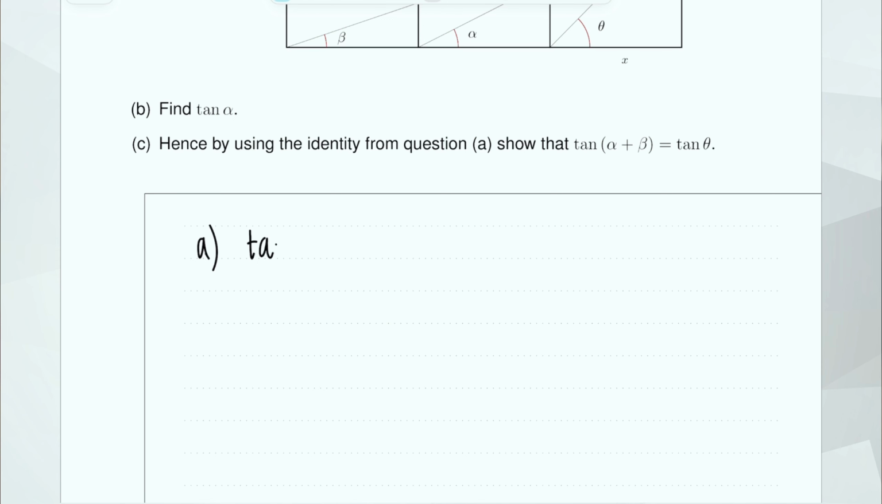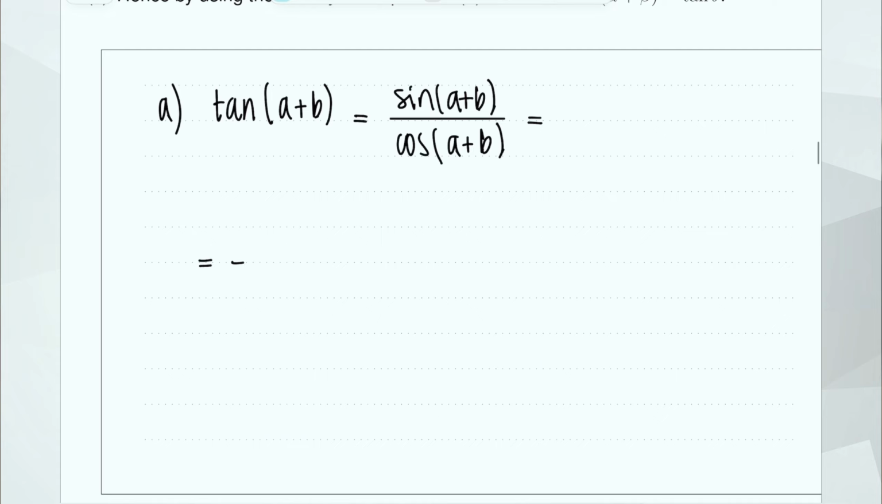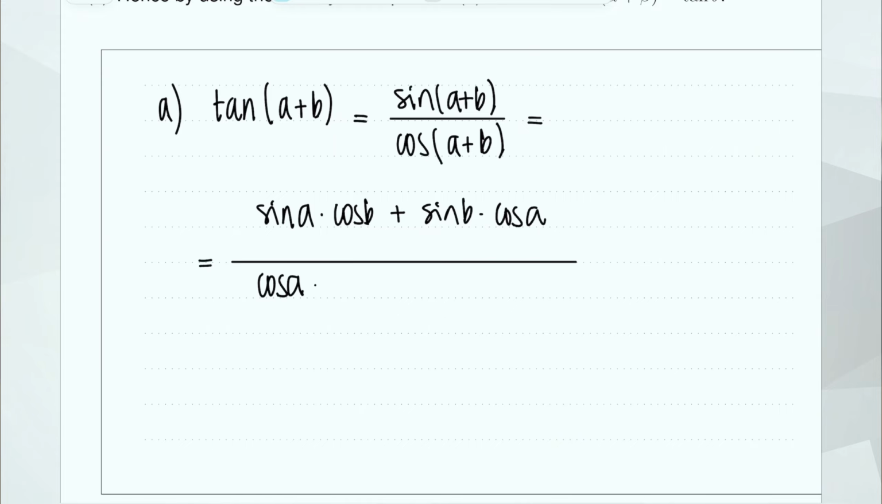Given that tan is sine over cos, tangent of a plus b is equal to the sine of a plus b over the cosine of a plus b. Now from here, we're going to substitute the identities. Sine a cos b plus sine b cos a over cos a cos b minus sine a sine b.